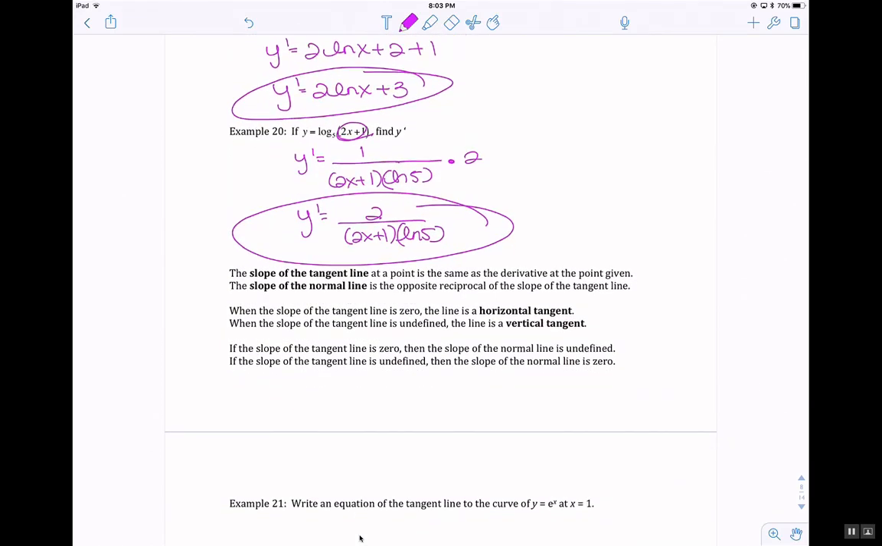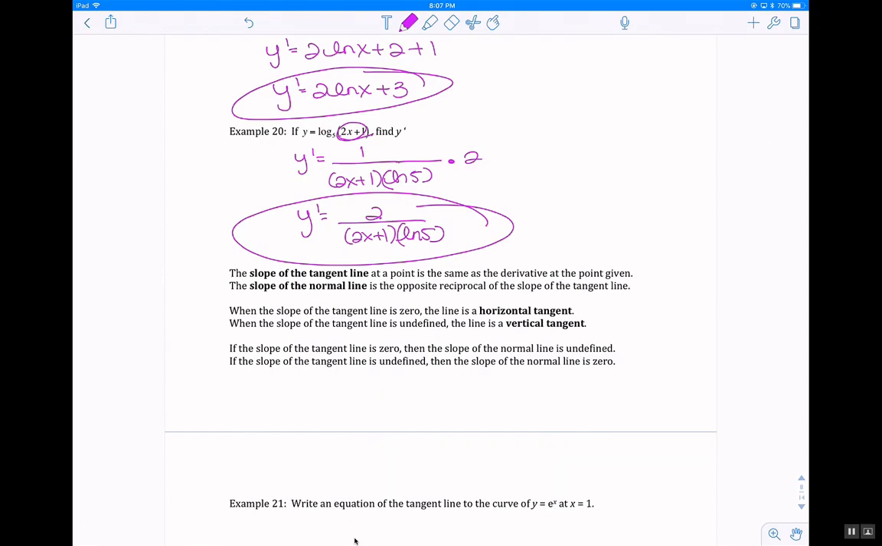Slope of the tangent line, we've done before. Derivative, plug in the point. Slope of the normal line is perpendicular to the tangent line, which means opposite reciprocal, which means flip the fraction, flip the sign.